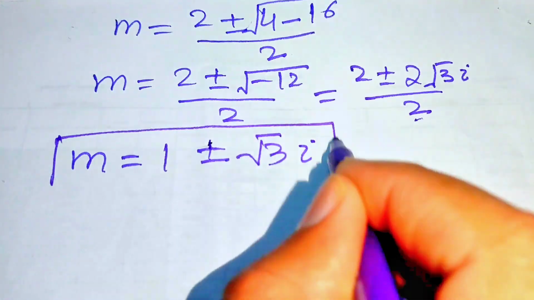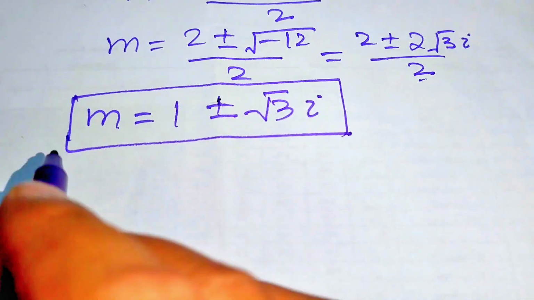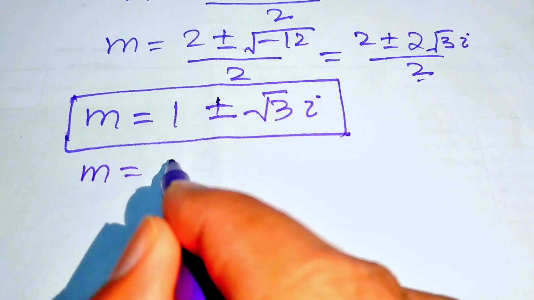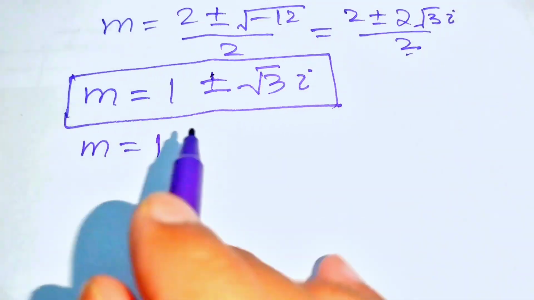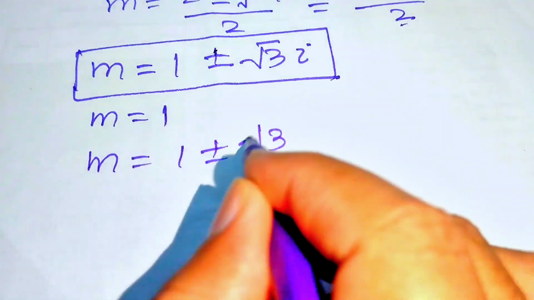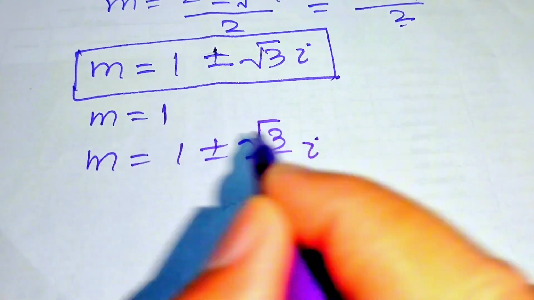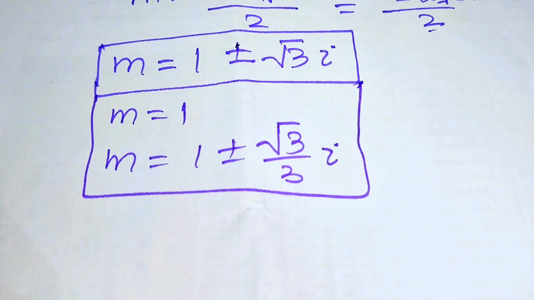So these are the other two complex roots of the given equation, and all the roots of the given equation are 1 plus minus the square root of 3 iota, and m equals 1, and m equals 1 plus minus the square root of 3 over 3 iota. So these are all the roots of the given equation, and this is the final answer.